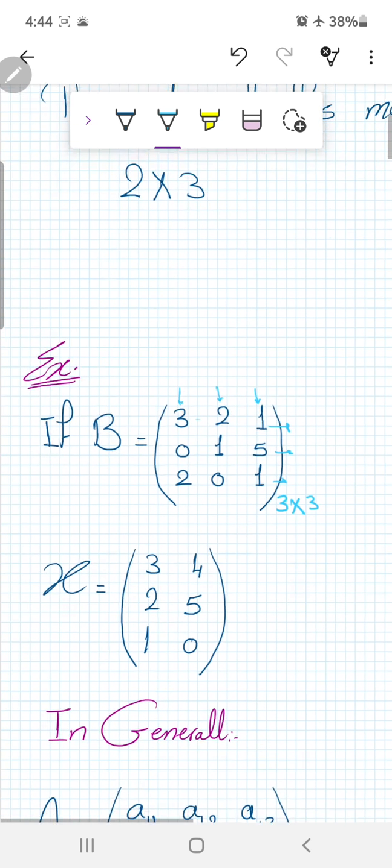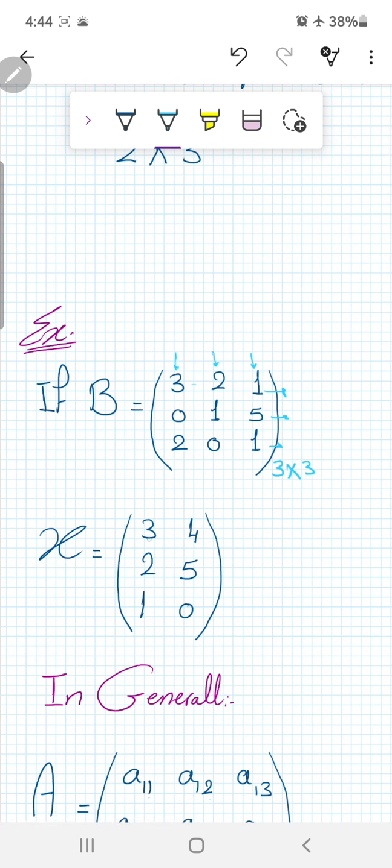Another one. X equals 3, 4, 2, 5, 1, 0. The order of the matrix X: determine how many rows? 1, 2, 3. 3 multiplied by how many columns? 1, 2. So the order here is 3 multiplied by 2. It means we have 3 rows and 2 columns.